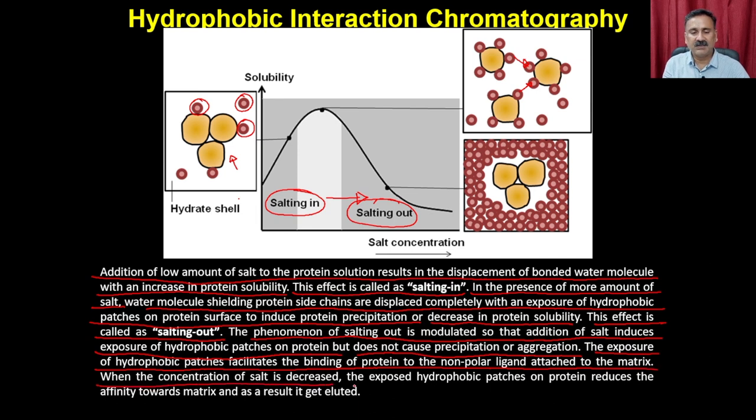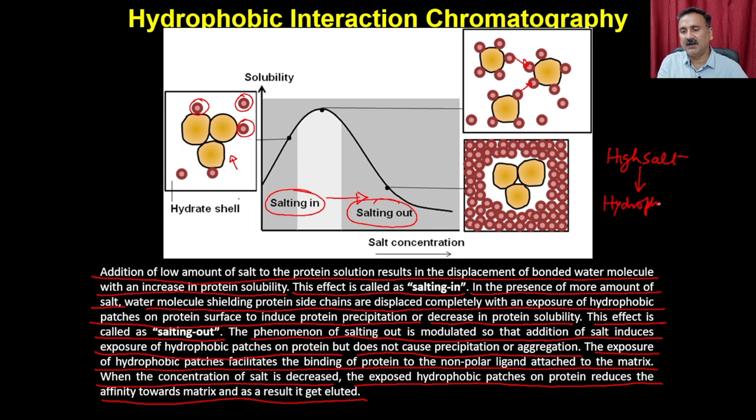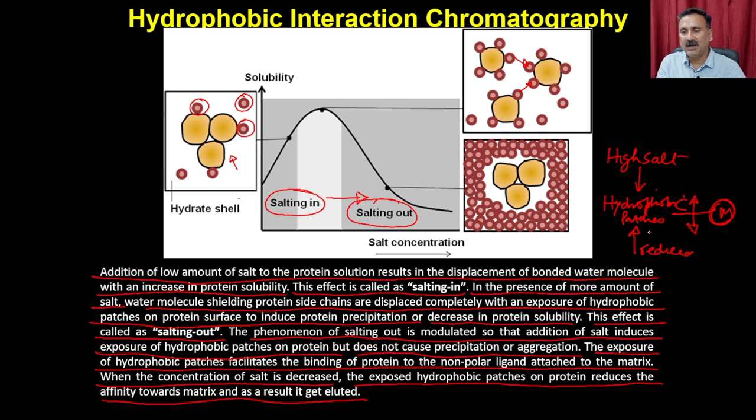When the concentration of the salt is decreased, the exposed hydrophobic patches on the protein reduce the affinity towards the matrix, and as a result it is going to elute. So what we are doing is we are adding the high salt so that it is going to expose the hydrophobic patches, right, and hydrophobic groups on the protein, and as a result it is going to bind the matrix. Now what you're going to do is reduce the salt. If you reduce the salt, the hydrophobic patches are going to be covered with the water molecules, and as a result it is going to destroy the interaction between the hydrophobic patch and the functional group present on the matrix.